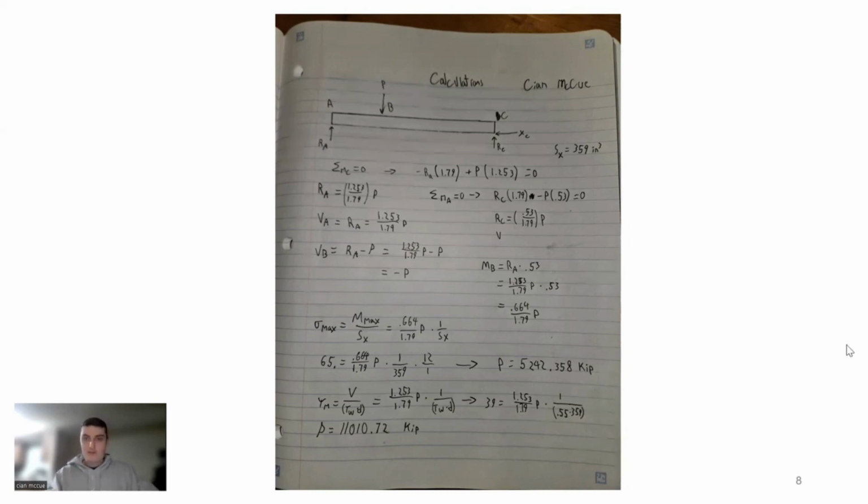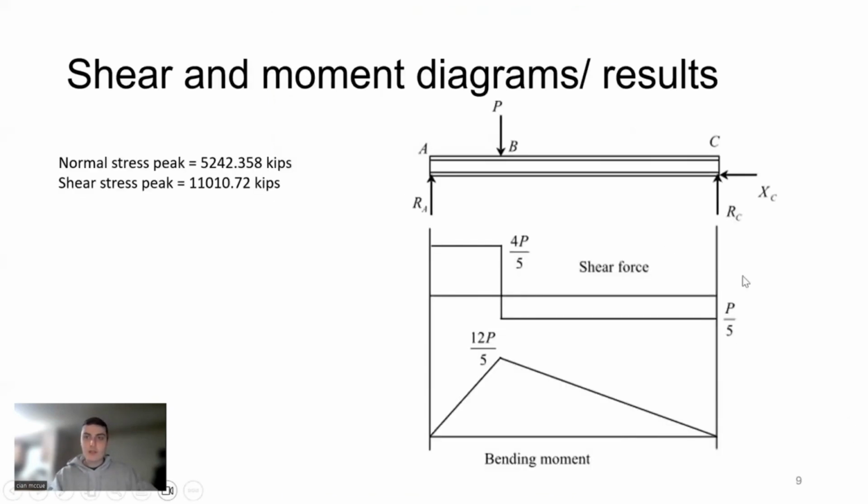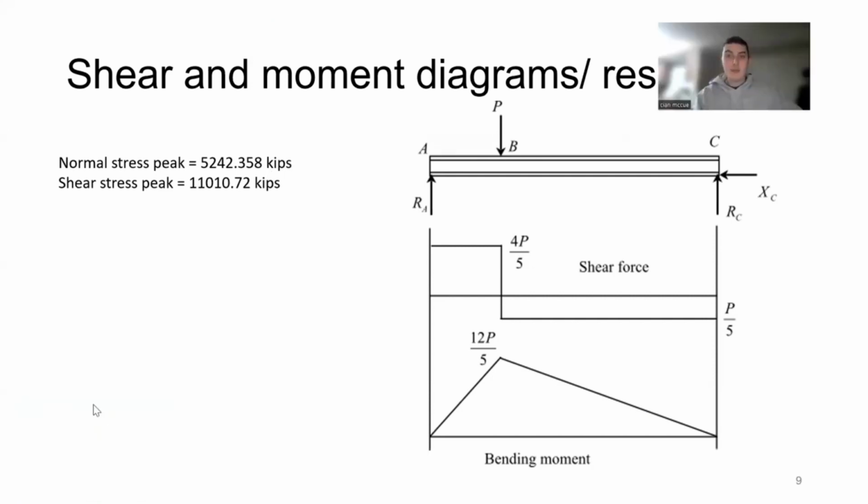So for the question that we were asking, on the next slide, with our results given those two values, we will pick the lower of the two because that will result in a failure of the railroad track. So we are limited by our normal stress, not our shear stress, at 5,242 kips. And you can see with our shear and moment diagrams how those are visually laid out between the two sleepers.